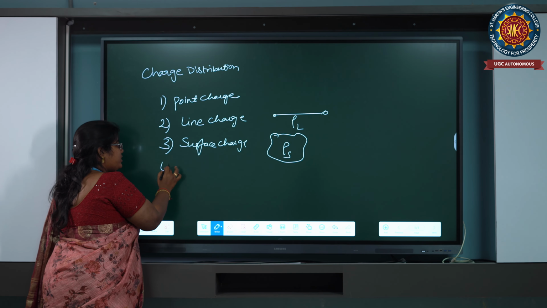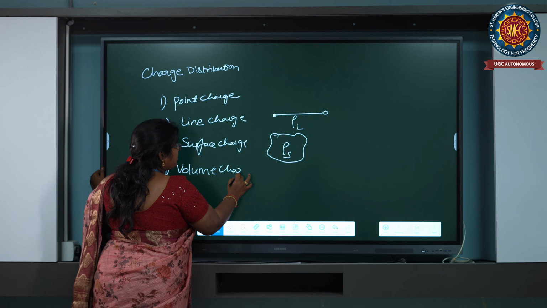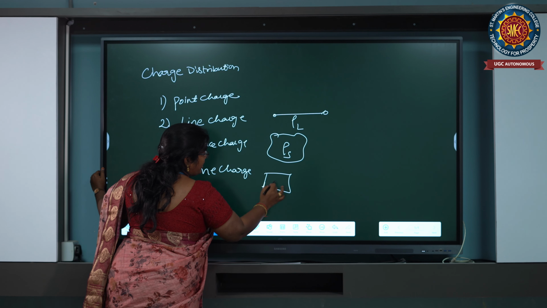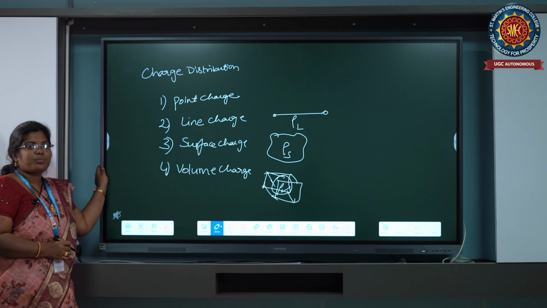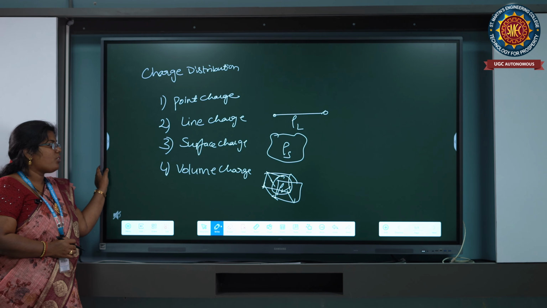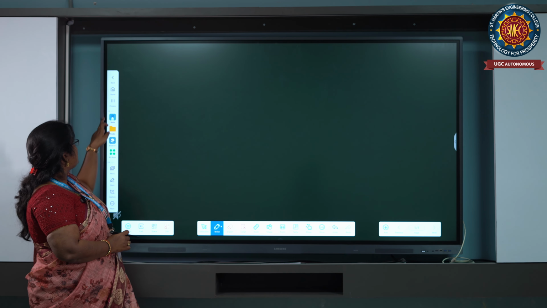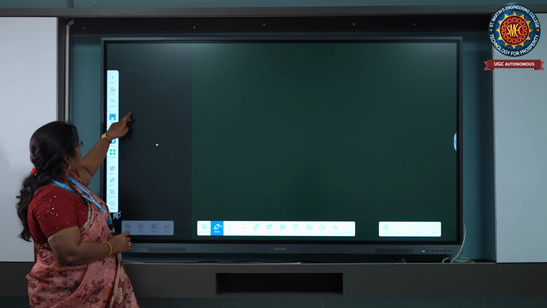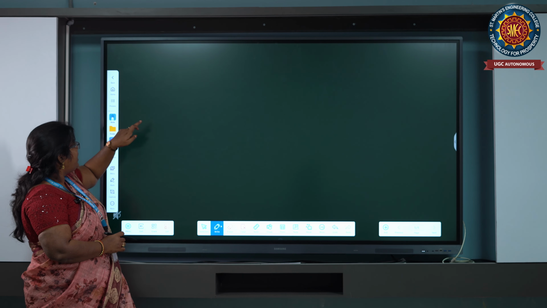Coming to the fourth one, that is volume charge. The volume charge can be generated in any material or any structure. In this structure we have to identify the volume, that is rho v. So these are the four different types of charge distribution which we have seen. These can easily occur depending upon Coulomb's law as well as the electric field intensity.